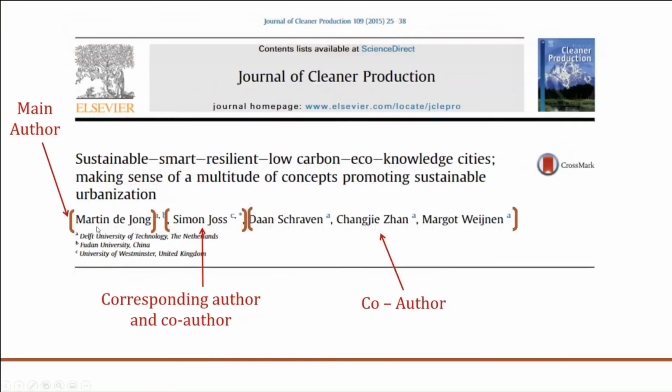So the first one, for example, this is the main author. This is the corresponding author. How do I know that? Because there's a star here. Corresponding author is usually indicated by a star. And then the rest are actually the co-authors. Okay. So Martin, Dan, Chiangji, and Margot, these are all A. They are actually related to or affiliated with Delft University of Technology, Netherlands. But Martin is also attached to Fudan University in China. Okay. Simon is actually attached to University of Westminster, UK. Right. So this is how you read your affiliation.